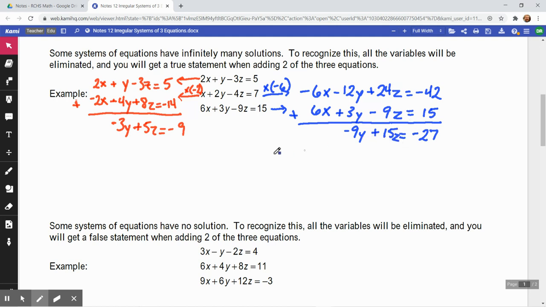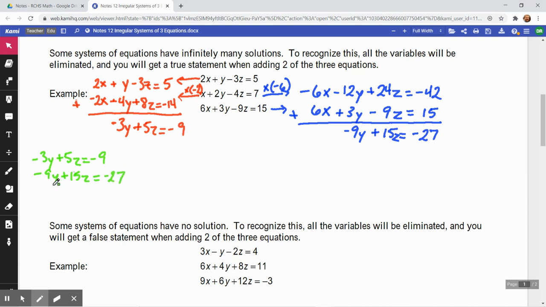Okay, so we made 2 equations that have the same 2 variables. That means we can now use those equations like we have in the past. Elimination would be a good method here because of how they're arranged. Neither equation has a variable solved. So for a third step, let's take our first equation that we made, negative 3y plus 5z equals negative 9. And our second equation, negative 9y plus 15z equals negative 27.